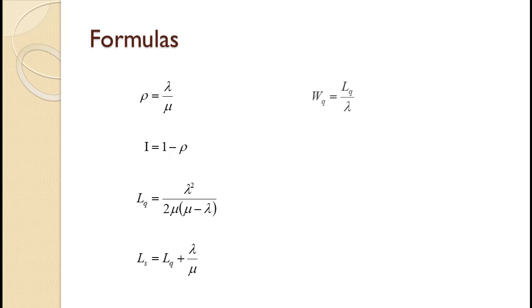The average waiting time in the queue, W sub q, is L sub q divided by lambda. The average time in the system, W sub s, is W sub q plus 1 divided by mu. The probability that the system is idle, meaning no one is waiting and no one is being served, is 1 minus lambda divided by mu. These values are known as the steady-state parameters of the queuing system.